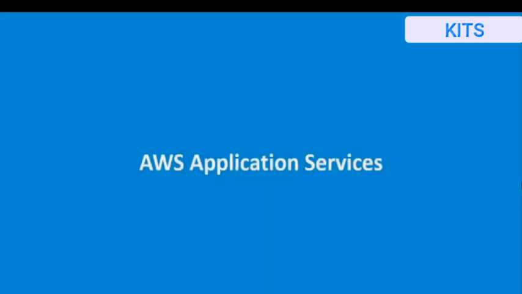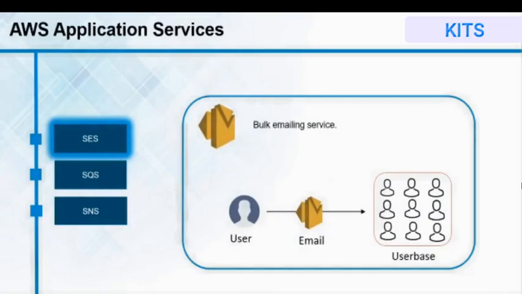Right, so the application domain includes three services. The first service is the simple email service. So like I said, if you have a large user base and you want to send emails to them, you can do that on a push of a button using the SES. Also, if you want the replies to be automated, that can also be done using the SES. So it's a very simple service, nothing much more to explain.